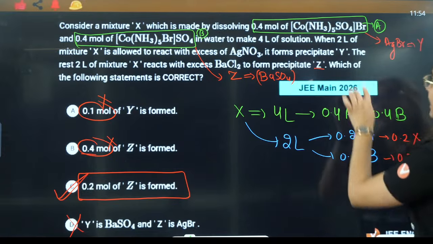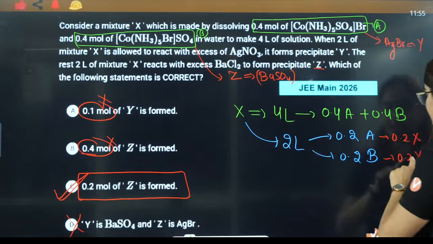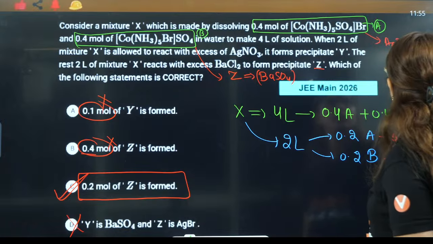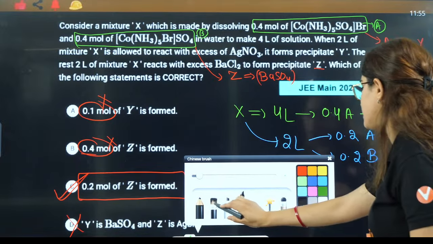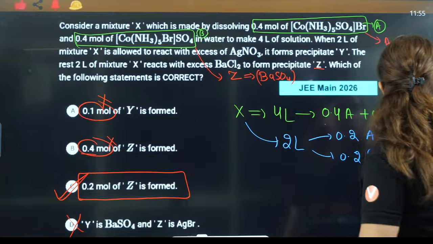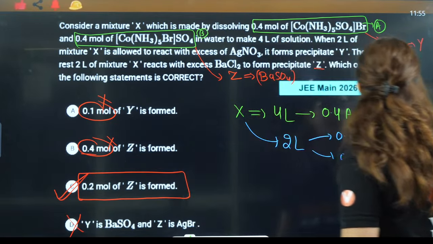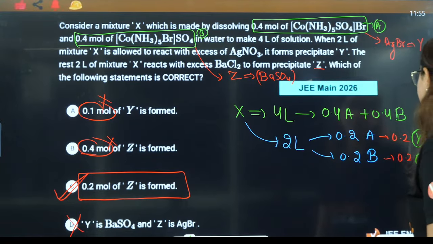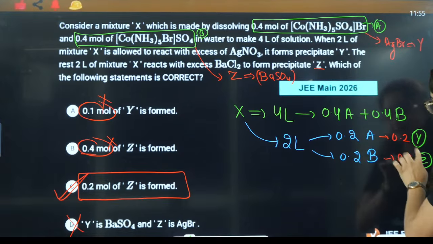They are saying this A solution is giving Y precipitate and this B solution is giving Z precipitate. Wait a minute, my bad, this was not supposed to look like this. So A is giving Y as the precipitate and B is giving Z as the precipitate.